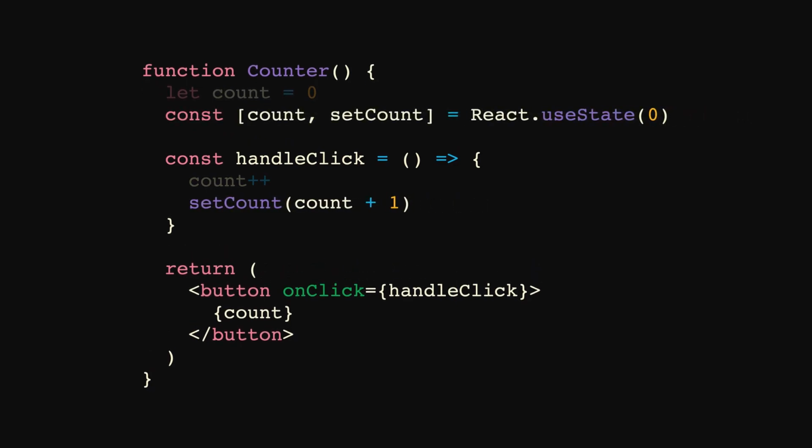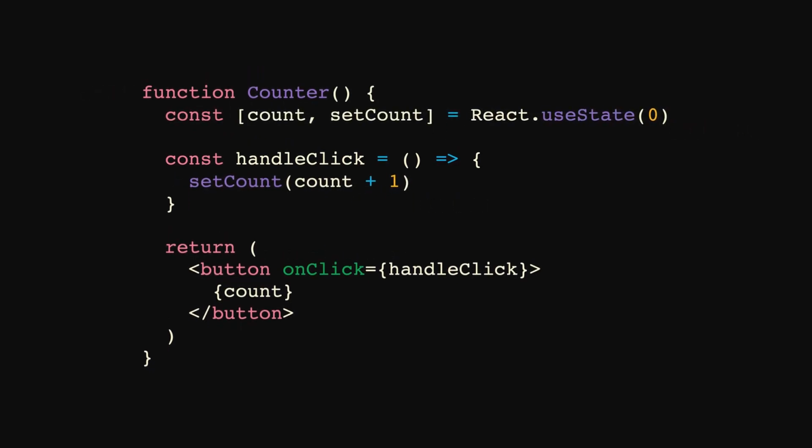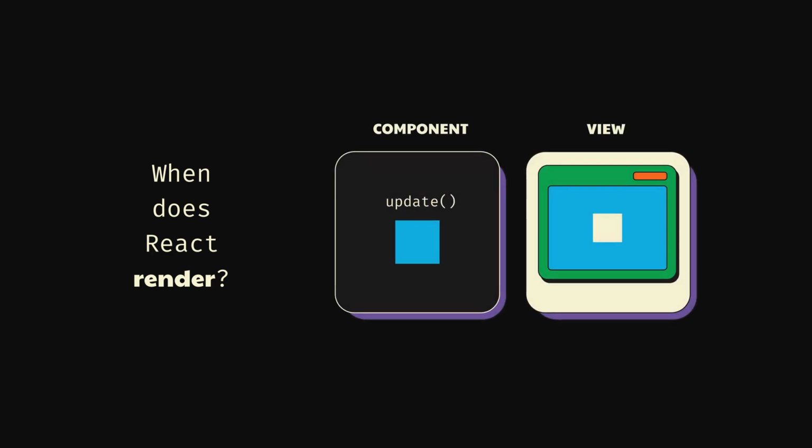Now, regardless of how many times React renders our component, the value of count will persist across all of those different renders. But this does bring up an interesting question. When does React render our component exactly? We have a whole lesson dedicated to this question later in the course, but here's a sneak preview. The answer is surprisingly simple. React re-renders a component whenever its state changes.